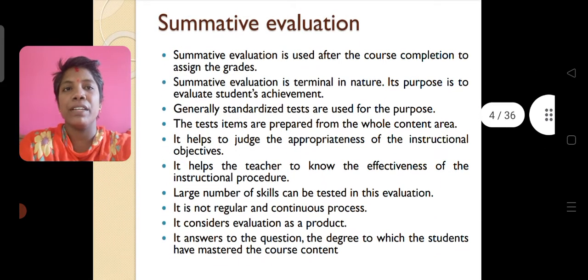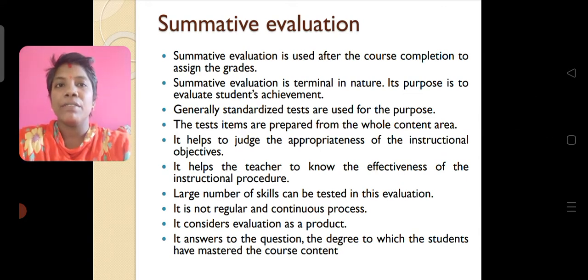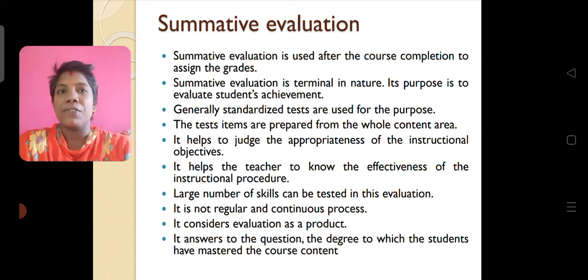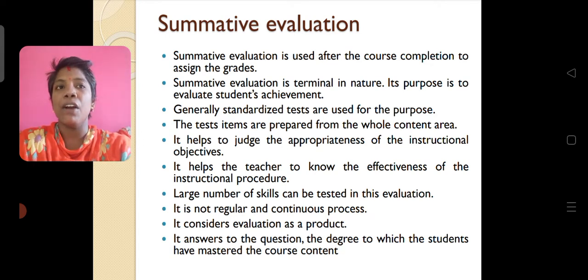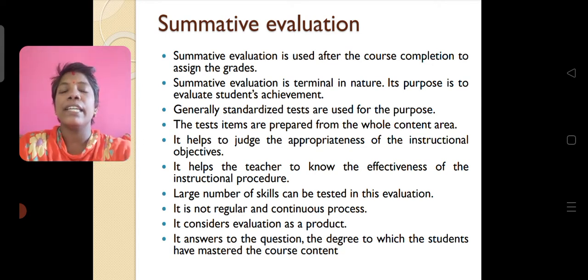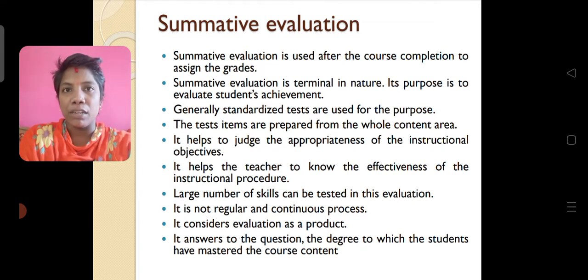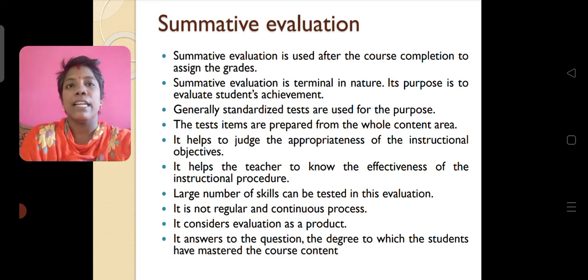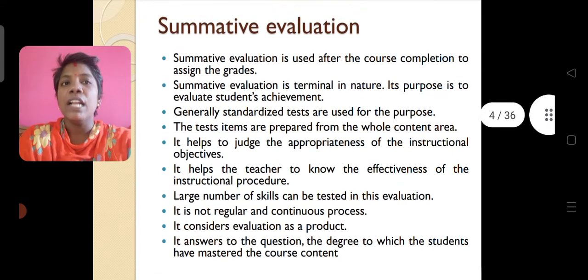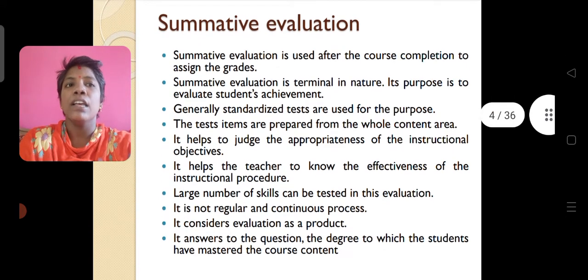Next one is summative evaluation. Already you know formative evaluation conducts a continuous process of tests. Summative evaluation is used after the course completion to assign the grades. For example, an exam when the first term is complete, an exam when the second term is complete, an exam when the third term is complete. So at the term end we evaluate the students and assign the grades. After the course completion we calculate the grades, that is called summative evaluation. It is terminal in nature, it evaluates students' achievement. Generally standardized tests are used for this purpose.